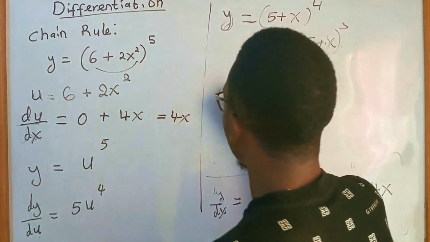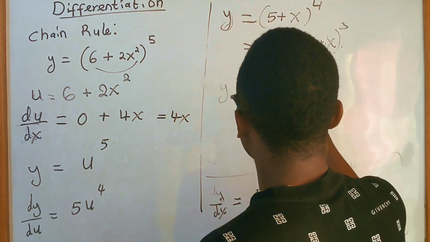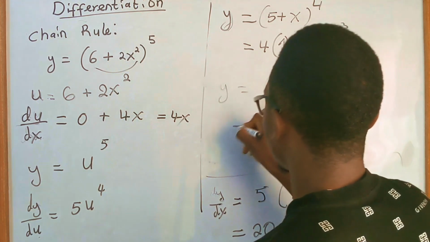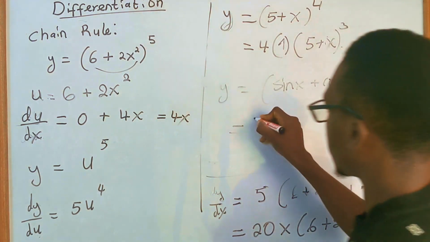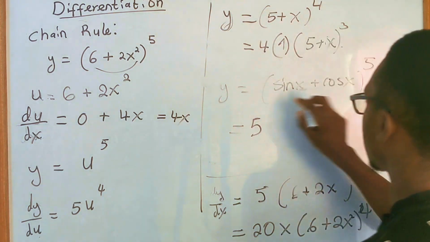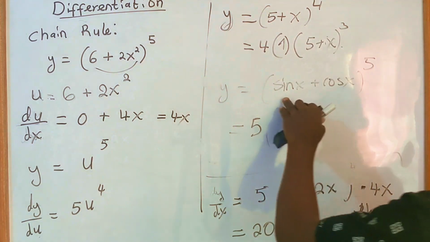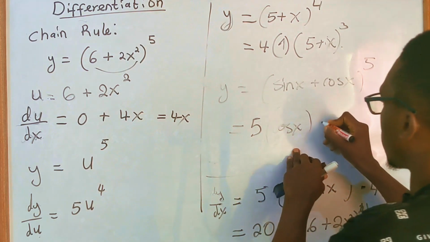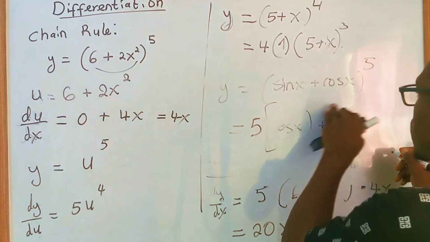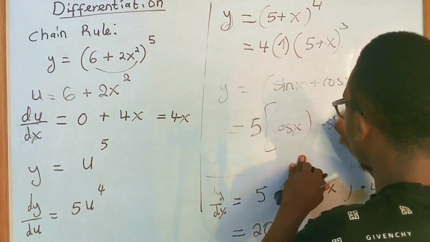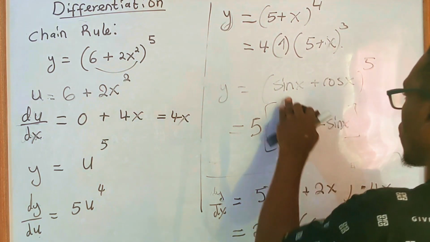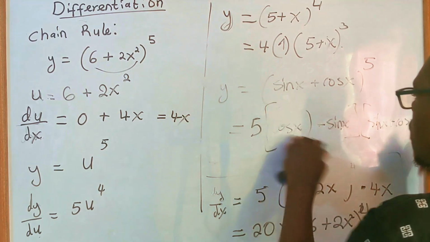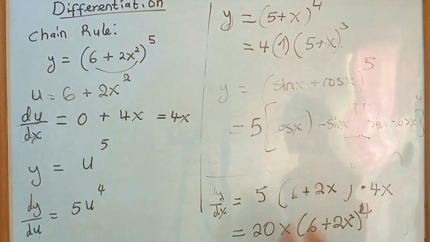If you have y is equal to (sine x plus cos x) all to the power 5, once you use the same method, you put first of all the 5. Differentiate what is inside here separately: sine x will give cos x, plus cos x will give minus sine x. Then you recopy this, (sine x plus cos x) all to the power 4, that is 5 minus 1. That's exactly how things are going to happen.